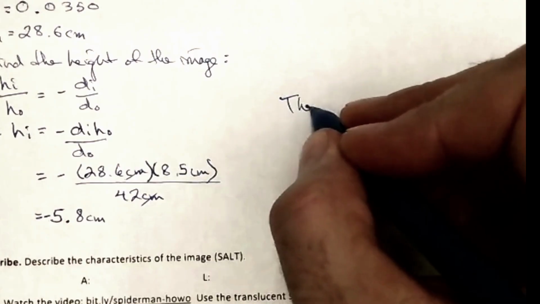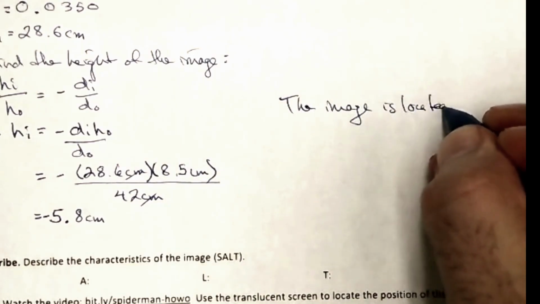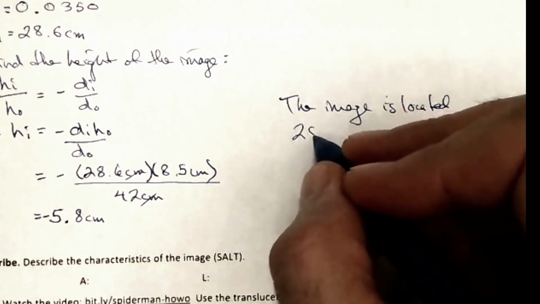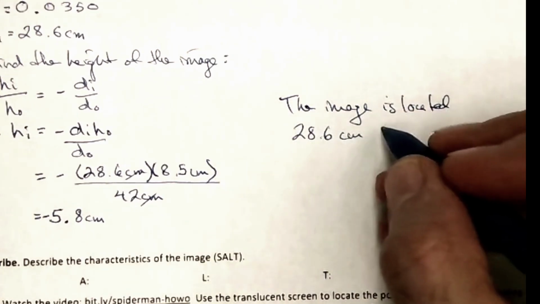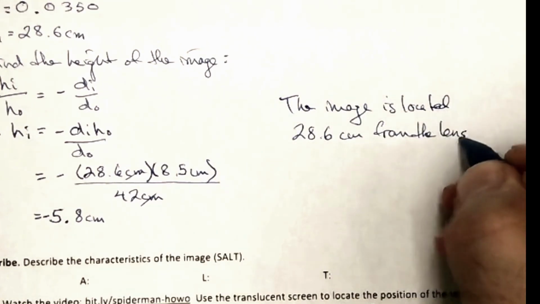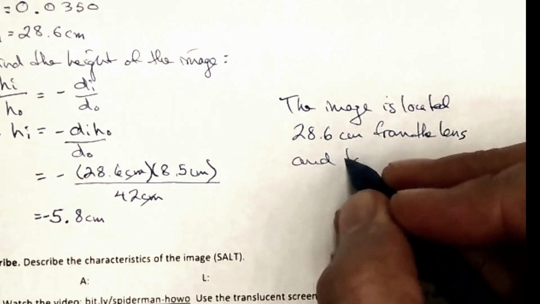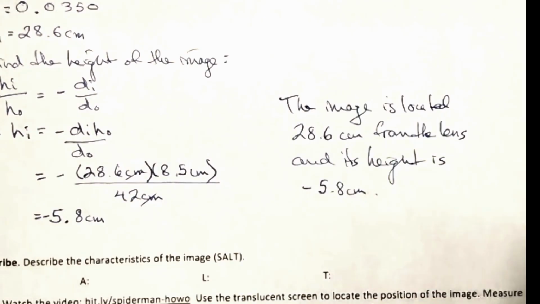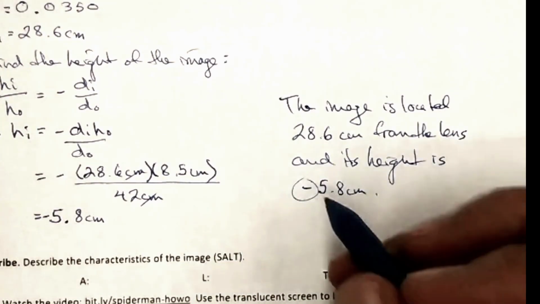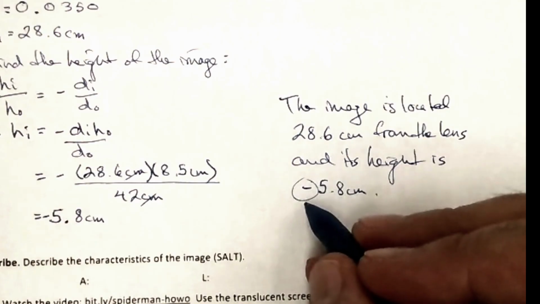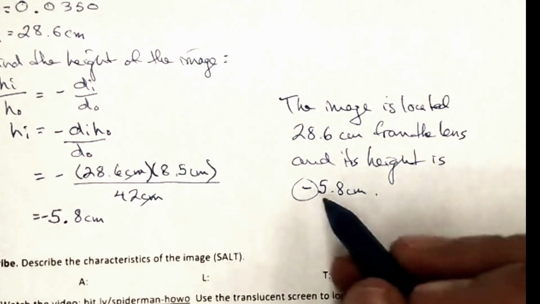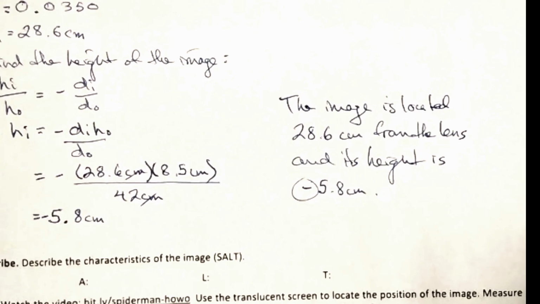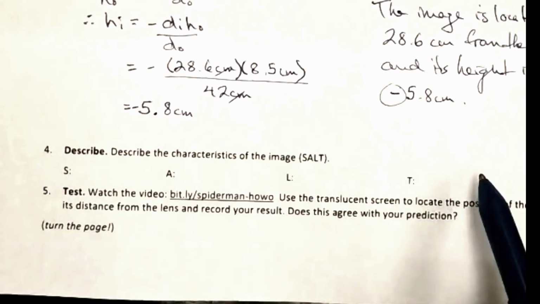So the image is located 28.6 centimeters from the lens, and its height is negative 5.8 centimeters. Now we'll be learning soon that what this negative sign means is that the image is inverted. So if a height is negative, it tells us that the image is inverted. And that will be helpful when we describe the characteristics.